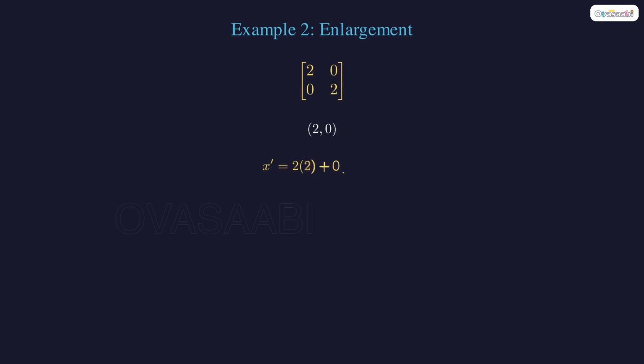Example 2. We have a square. Let's transform corner 2, 0 using this matrix. New x equals 2 times 2 plus 0 times 0, that's 4. New y equals 0 times 2 plus 2 times 0, that's 0.